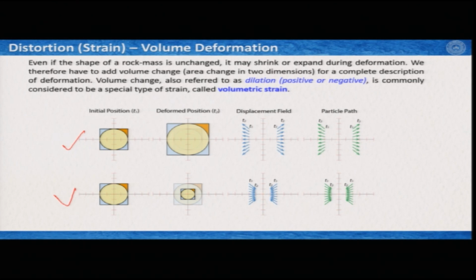Now given these concepts of rigid body translation, rigid body rotation, distortion and volumetric strain, you may wonder whether we apply them in geological contexts. The answer is yes. Here we will see a few examples of where and how we can apply these concepts of translation, rotation, these two being rigid body, and distortion and volume changes.